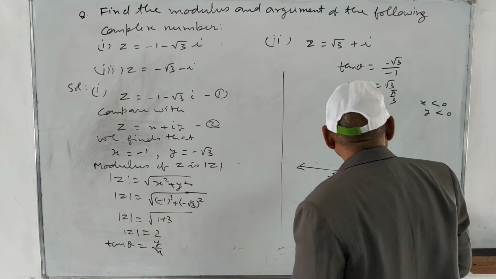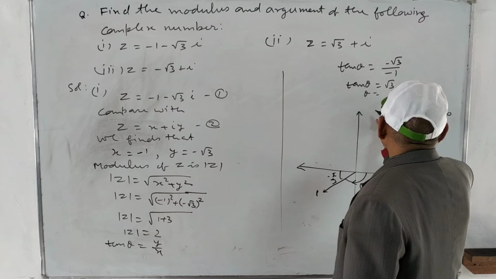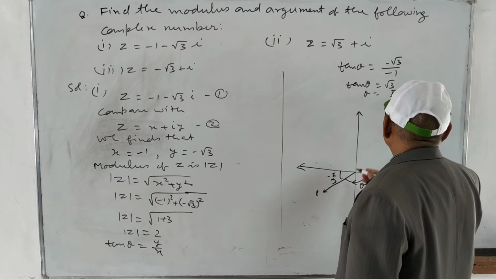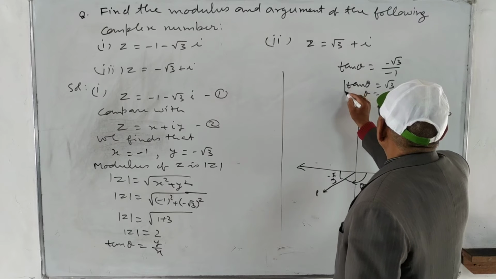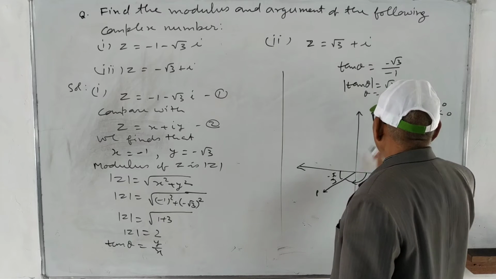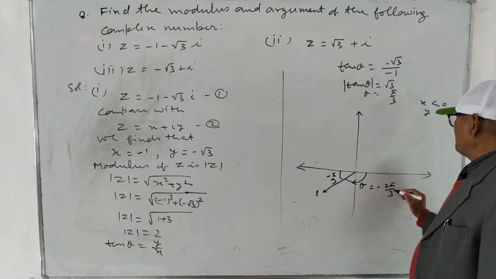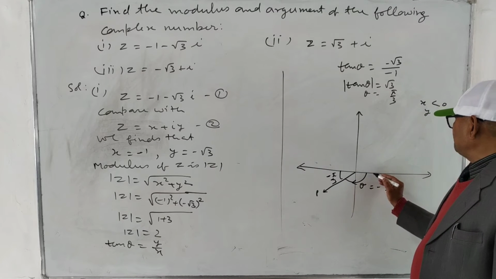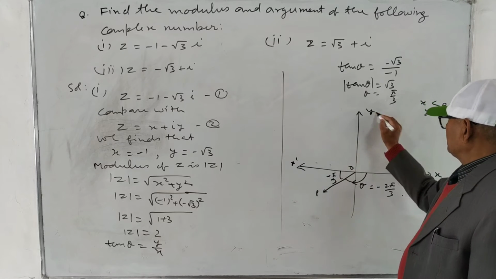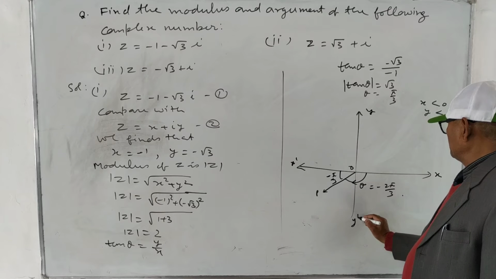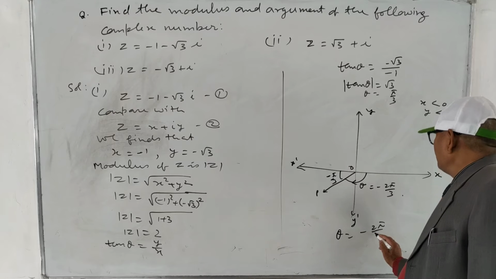Angle is measured from the initial line, so theta can be written as this is minus pi by 3, this is minus 2 pi by 3. So tan theta is equal to root 3, theta is pi by 3, this side angle is minus pi by 3 and this side angle is minus 2 pi by 3. Angle measured from the initial line, your initial line is the x axis. So your theta equal to minus 2 pi by 3.